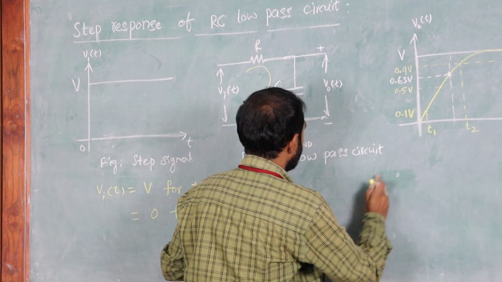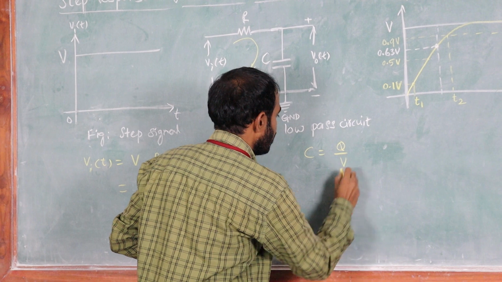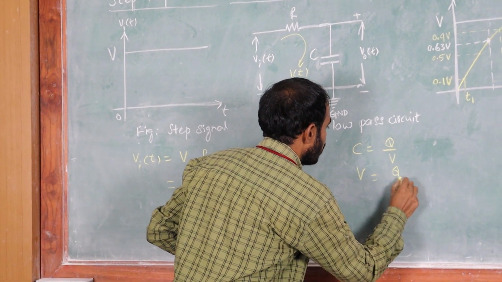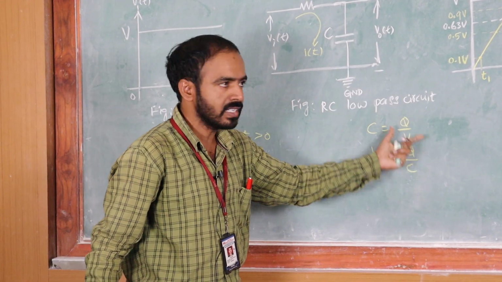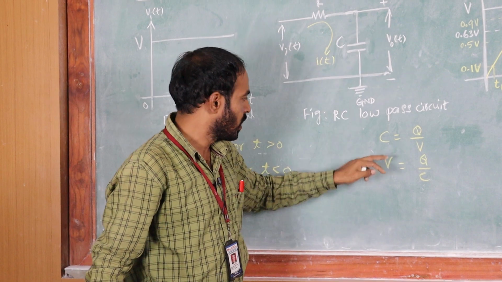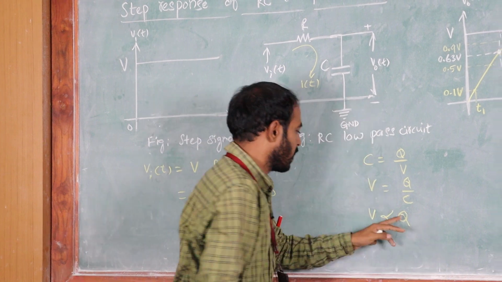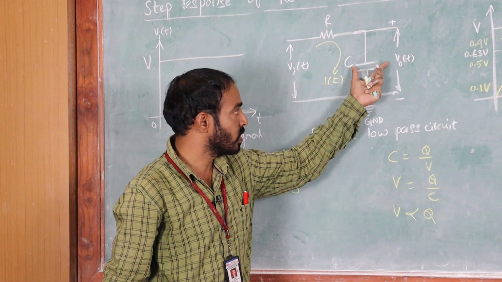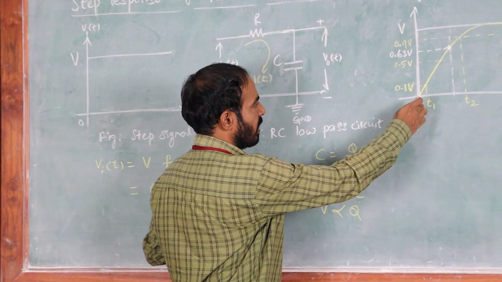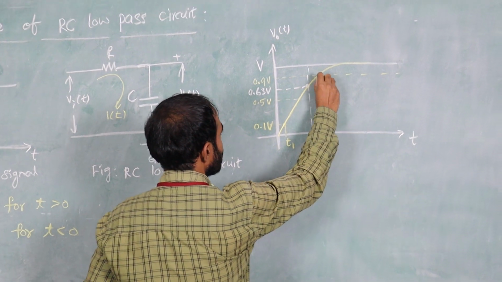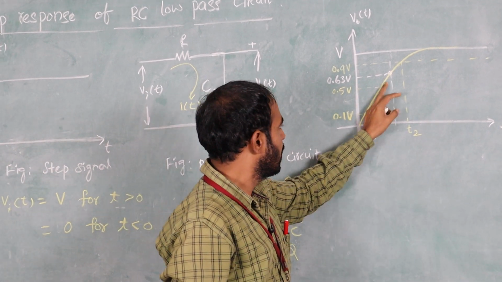Here we know the relation between voltage and charge across the capacitor. C equal to Q by V, or you can take V equal to Q by C. C is constant. Here it stores the charge. The charge is rising across the capacitor exponentially, so the voltage also rising. Here if you see C is proportionality constant, you can take V proportional to Q. If the Q is rising, means it stores the charge, so the voltage also rising across the capacitor. If you observe the output waveform, this is the output waveform. So here the voltage across the capacitor is rising exponentially.